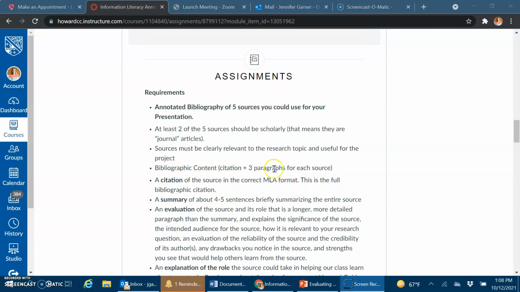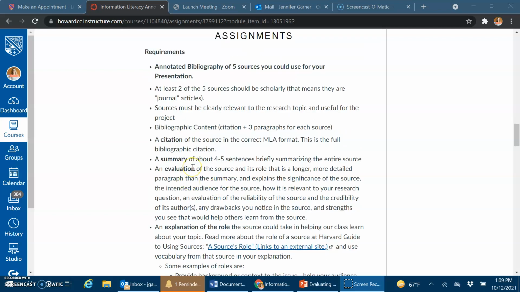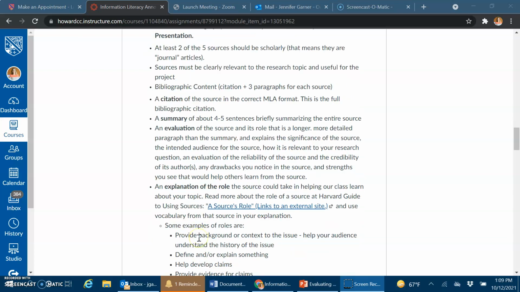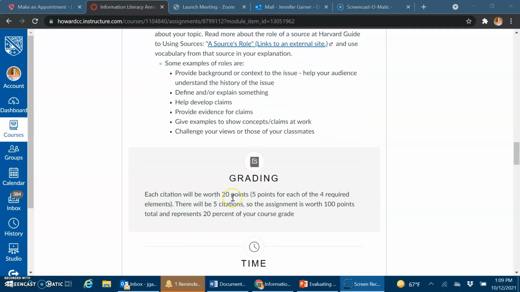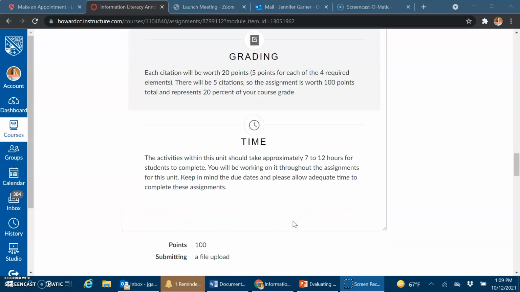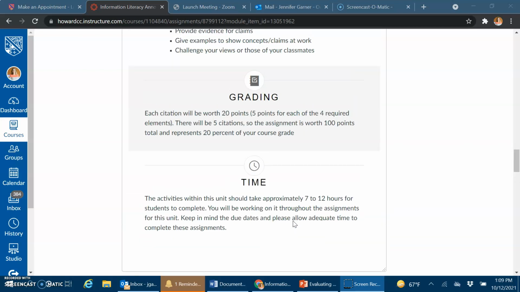For each of the 5 sources, you're going to do the same thing you did for the first annotated bibliography. You're going to create a citation in MLA, write a summary, evaluate the reliability and credibility of the source, and explain its role. Same thing that you did. So each citation will be worth 20 points, 5 points for each of the 4 elements, times 5 citations. This is worth 100 points total, and it'll be 20% of your course grade.